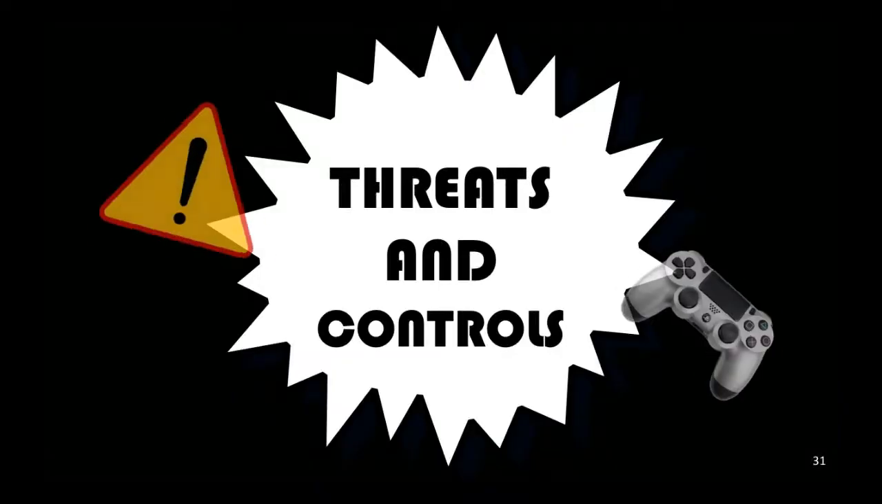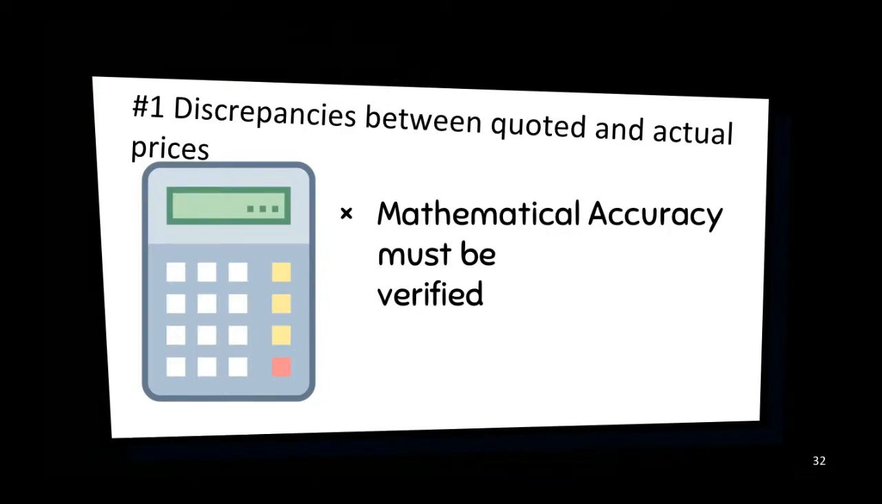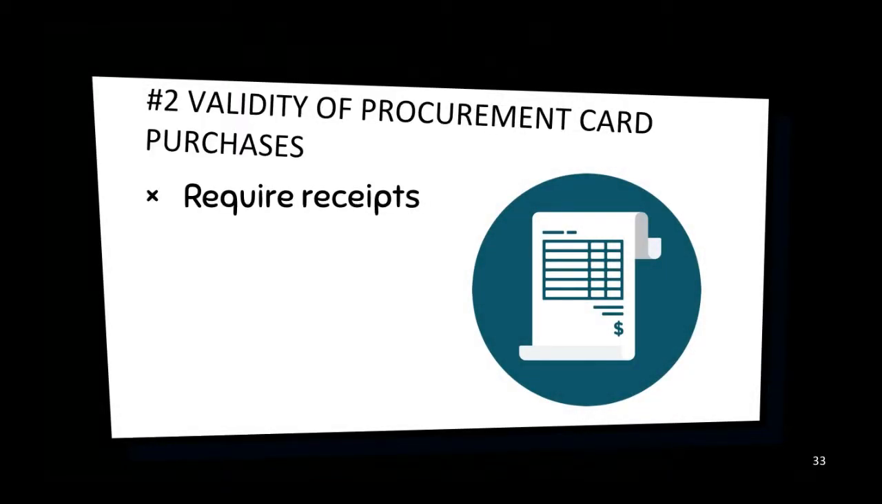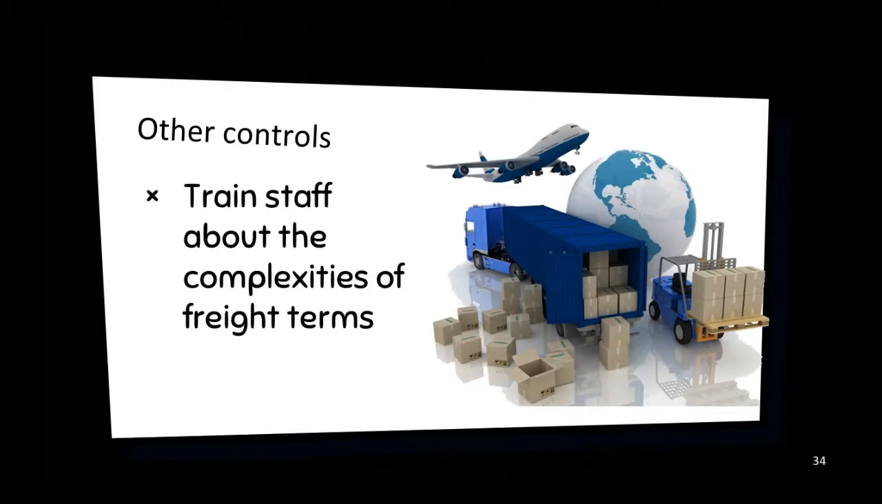Threats and controls. 1. Errors on supplier invoices. This pertains to discrepancies between quoted and actual prices charged or miscalculations of total amount due. For this, mathematical accuracy of supplier invoices must be verified. Prices and quantities listed therein must be compared with those indicated on the purchase order and receiving report. For procurement card purchases, users should be required to keep receipts, and the accuracy of the monthly statement should be verified. Freight expenses also require special consideration because their complexity creates numerous opportunities for mistakes to occur.